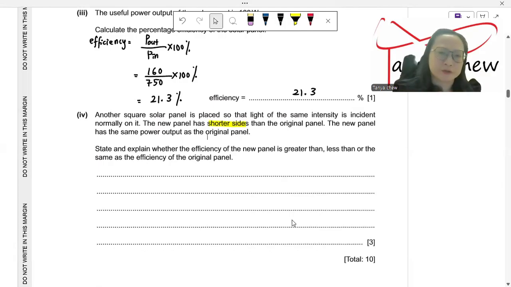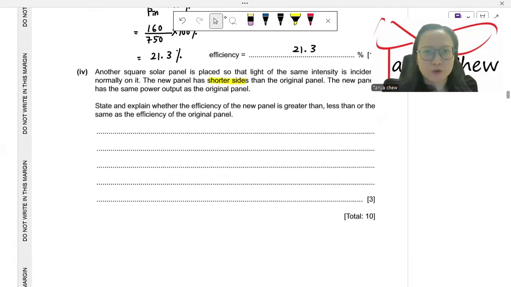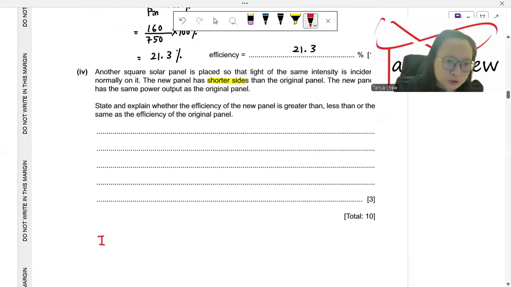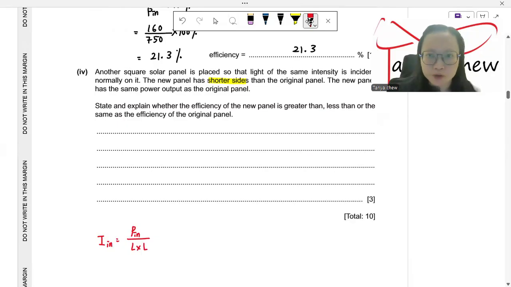Now, first of all, I have to use the equation to do this. I need to use my equation of intensity. I'm going to write down the equation here, and then I'm going to do my explanation later. So intensity is equal to the input power over length times length. Now, intensity is constant. How do I know? Because they have already mentioned it. The same intensity is incident. Right, the output power is the same, but they didn't mention what about the input power, right? So the output power is 160 watt, but the input power is not 750 because the intensity is constant.